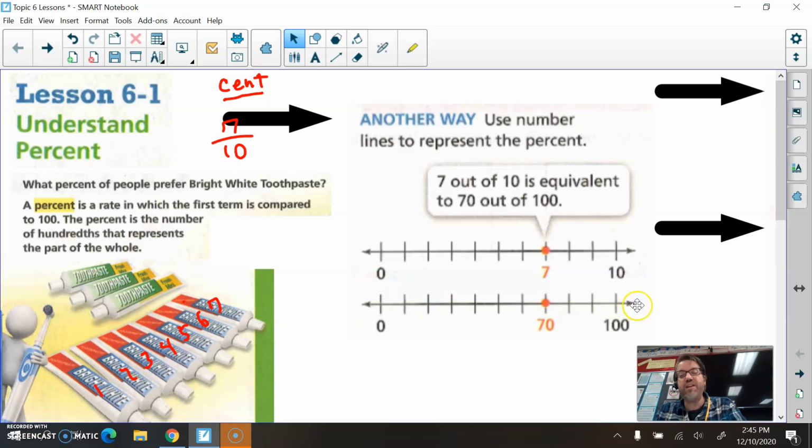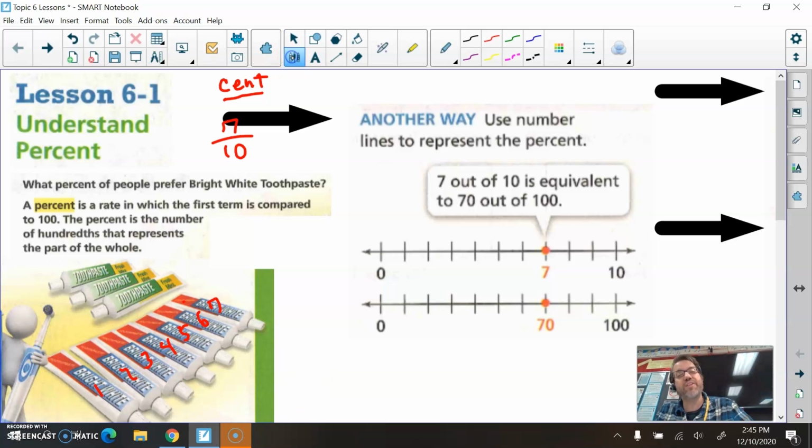Underneath it, I have an identical number line, but you'll notice it starts at 0, the same as this first one, but instead of ending at 10 here, it has 100 here, and they don't literally end. There are arrows on number lines showing they go forever. But this one's going by tens: 10, 20, 30, 40, 50, 60, 70, 80, 90, 100. So you can see 7 out of 10 is equivalent in value to 70 out of 100. Now remember, that's what percent means. Percent means per 100. So that would be 70%.